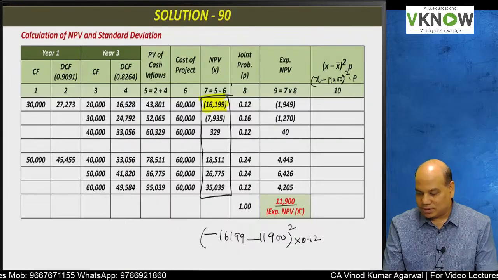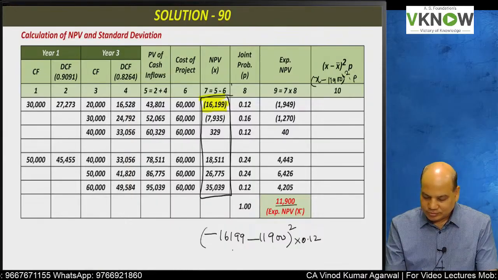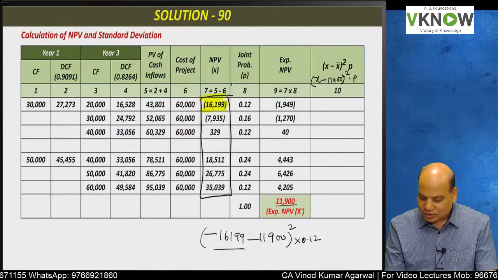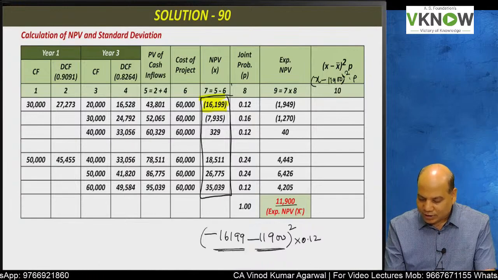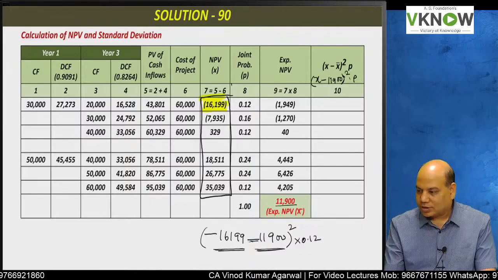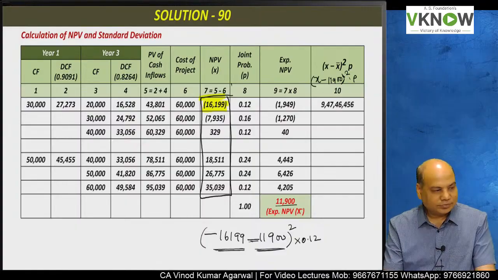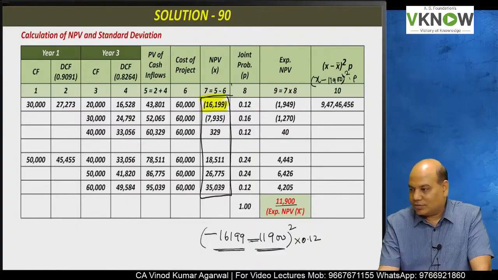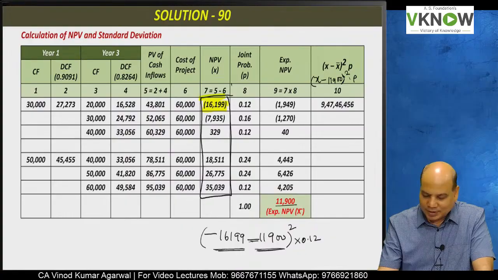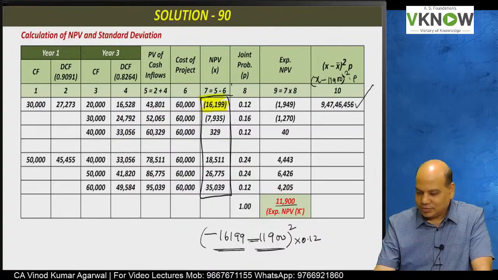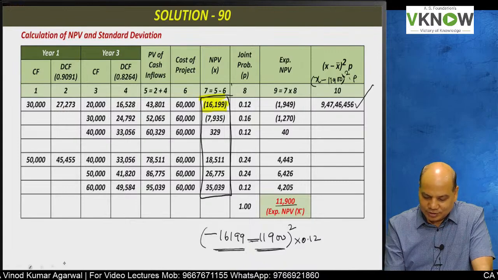Who is saying 6744? This is minus 16199. This is minus 11,900. So first you add these two numbers, both are minus. Then take square, then into 0.12. Okay. You will get a number like this, 94746,456. Are you getting that big number? Anybody for this number? Yes, very good. Now try the next one.